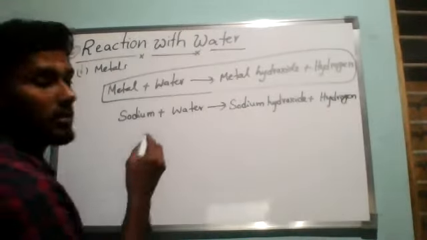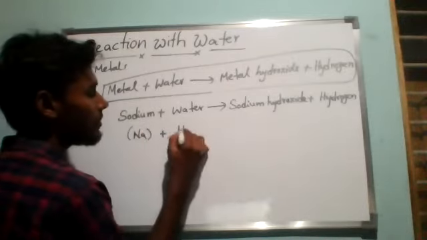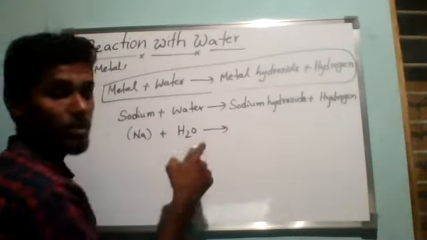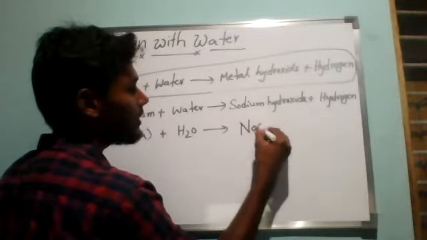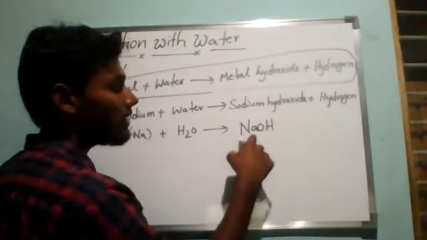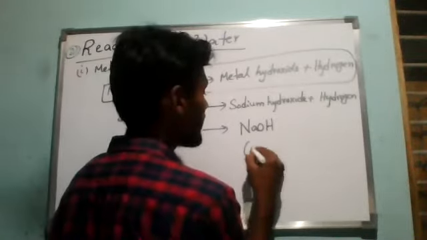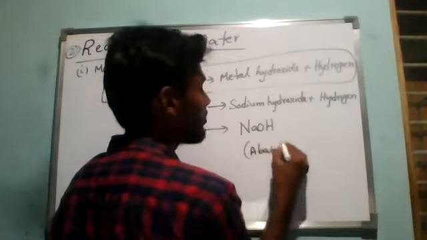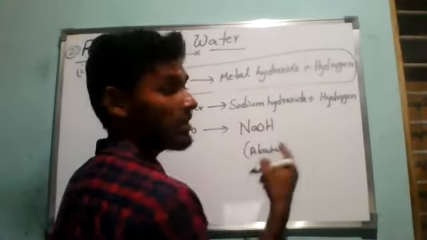Now I will write the symbols. The sodium symbol is Na, plus water, which we represent with H2O. We get sodium hydroxide, the symbol is NaOH. Remember, small a and capital O and H. So NaOH is a base. Remember, a base contains a metal. Sodium is the metal here.